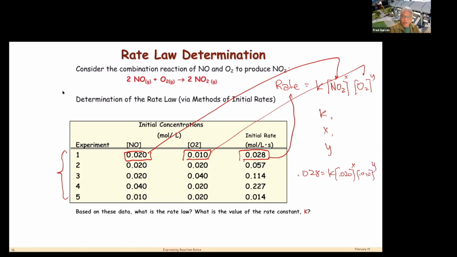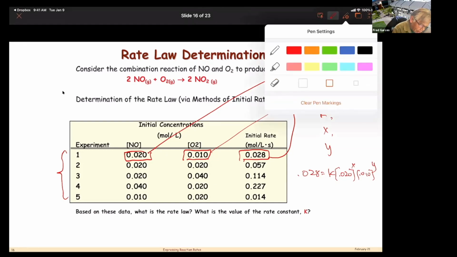Now, you can't solve that equation, because you've got 3 unknowns and 1 equation. You would need 3 equations to solve for the 3 unknowns. But there's a simpler way, and let me show you that. Like I said, Chem 201, there's a lot of math involved. So the way we do this, let me clear my slate here, is the following.